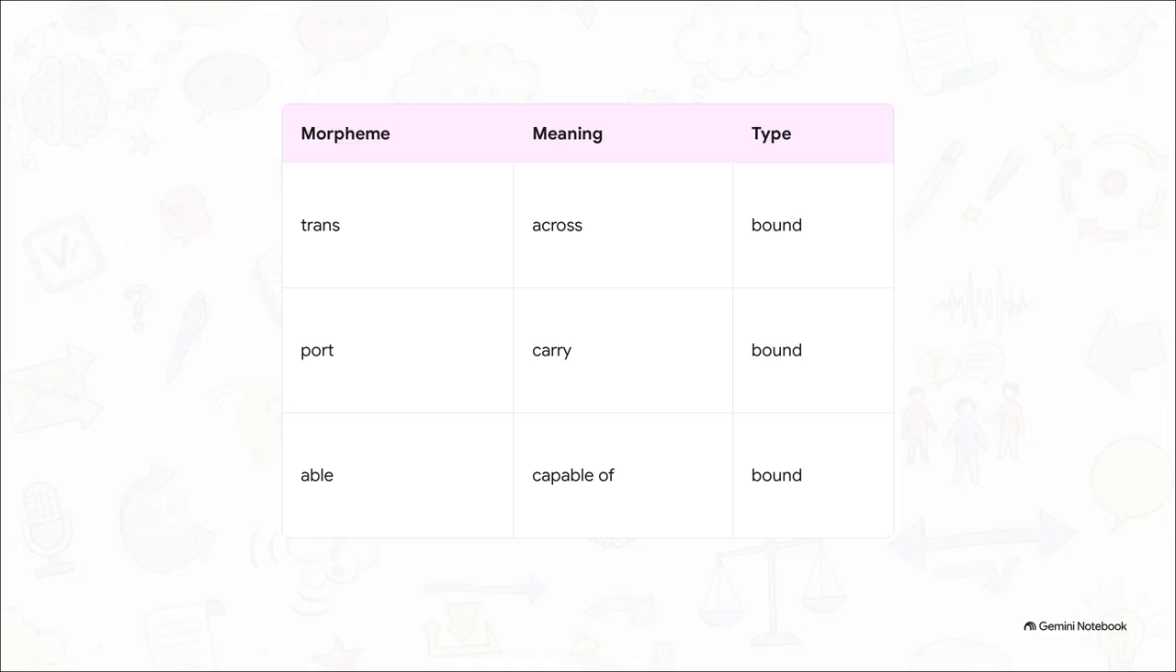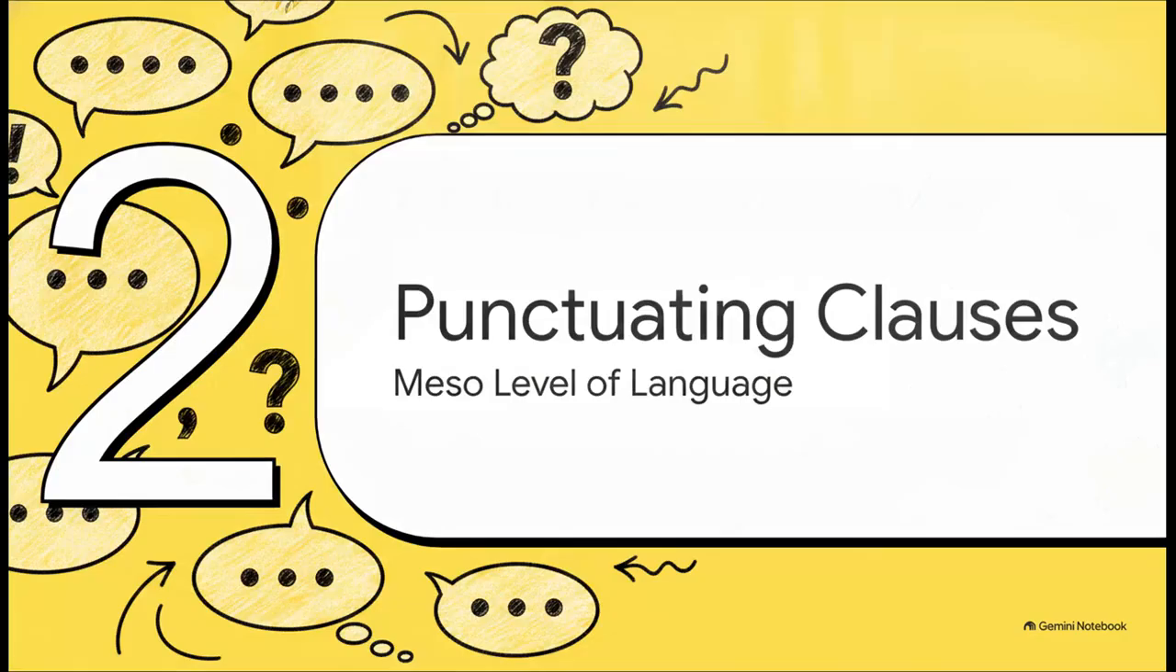Take the word transportable. It's essentially a puzzle made of 3 bound morphemes. We have the prefix trans, which means across. We have the root port, which means carry. And we have the suffix able, which means capable of. Now, none of these 3 parts can stand alone as a fully independent English word in this specific context, but combined, they create a specific, complex word meaning capable of being carried across. When you learn to spot these inside clues, you literally unlock the meaning of countless unfamiliar words in everything you read.